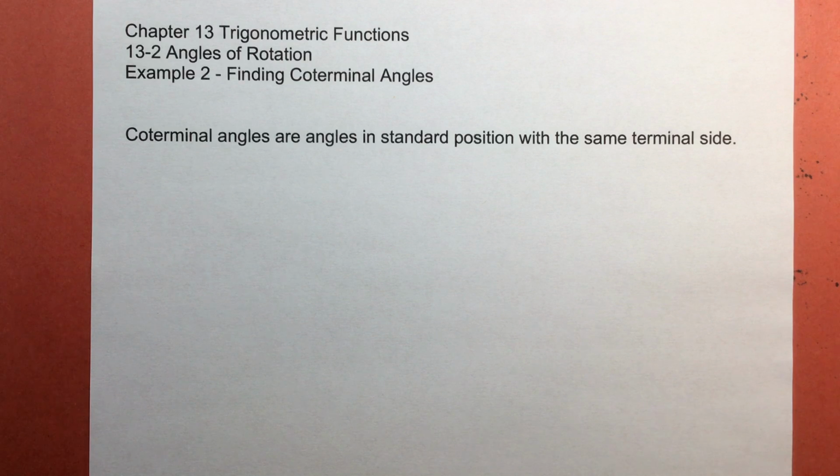Terminal refers to the terminal side of an angle of rotation. Coterminal means that they're going to be together. Let's explain what that means.